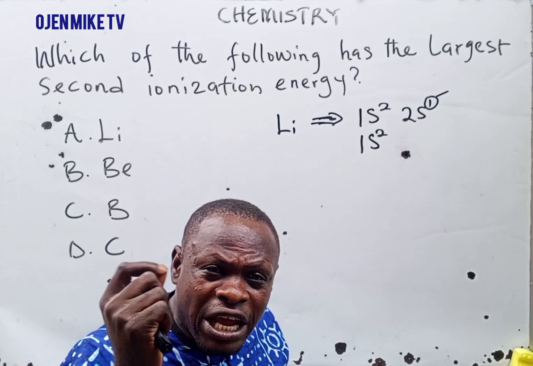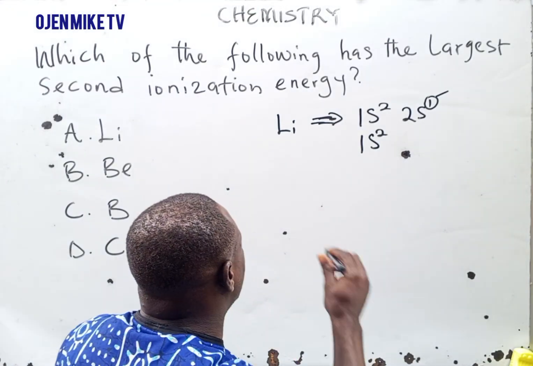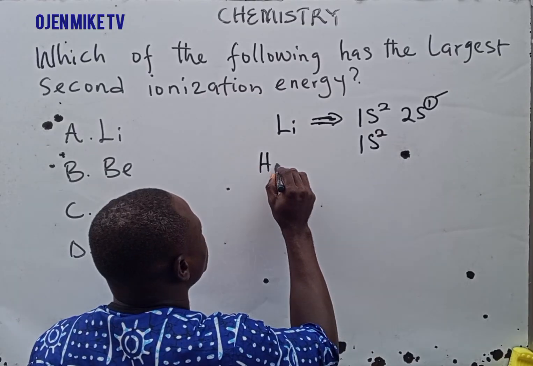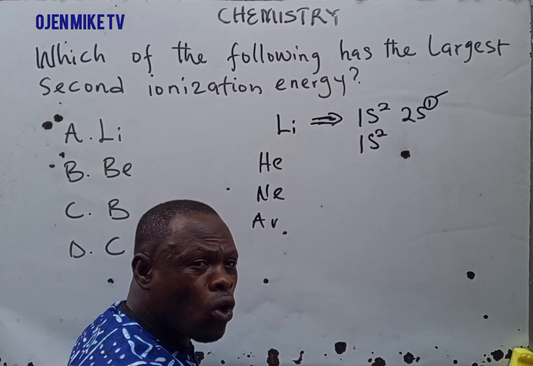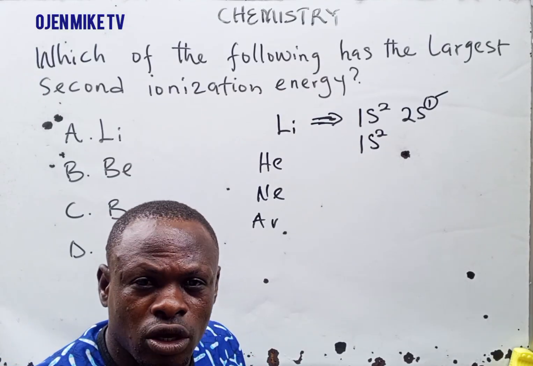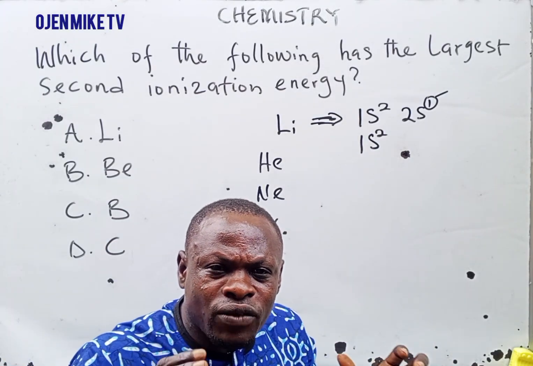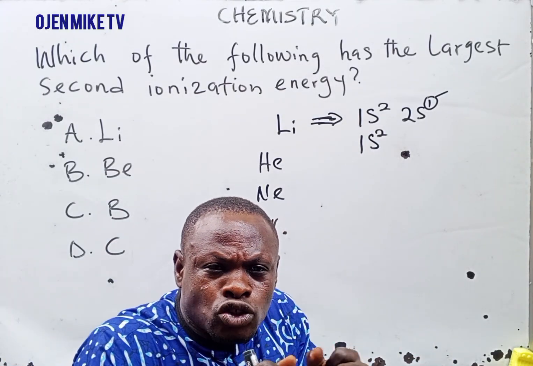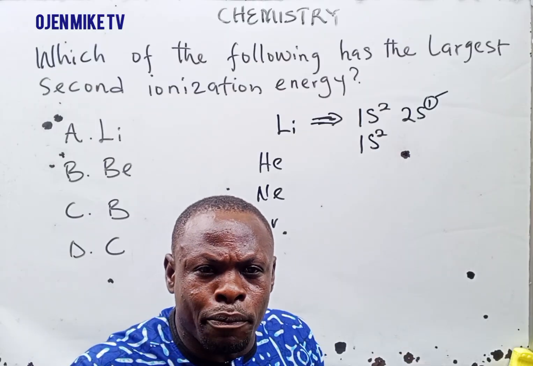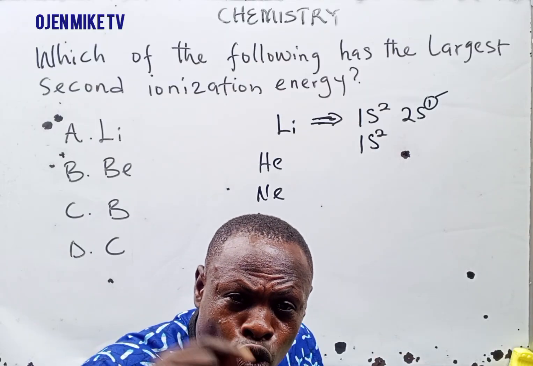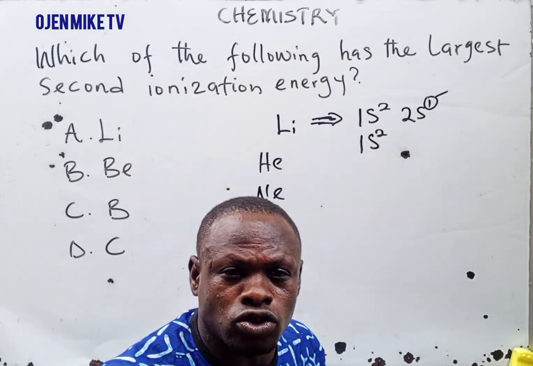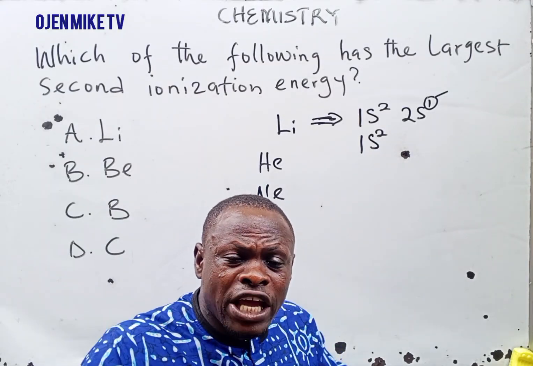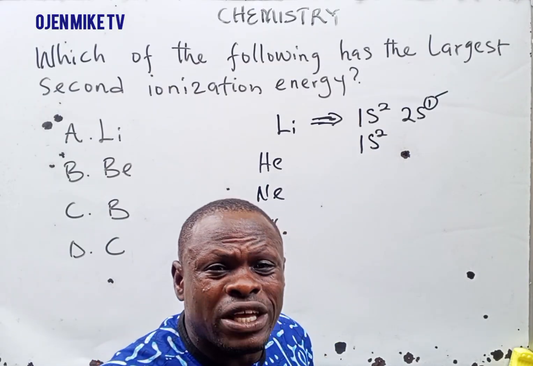Now remember, with this 1s2 you are breaking into a noble gas core. For you to remove an electron from a noble gas such as helium, neon, argon, and so on, is very, very difficult. They have a complete number of electrons in their shell, so the shell is more stable. So to break into the core to remove it is very, very difficult.